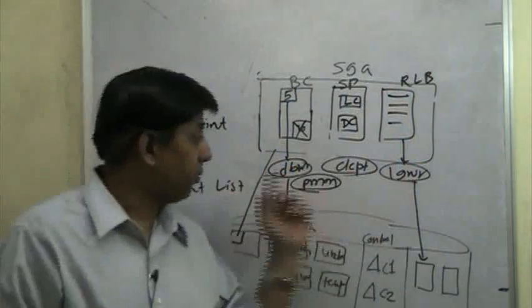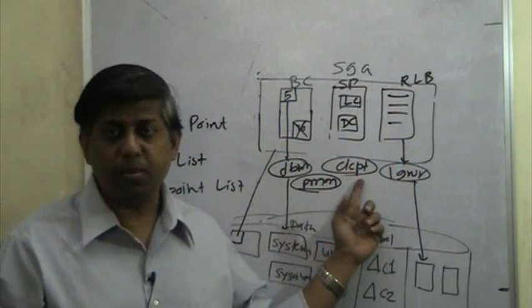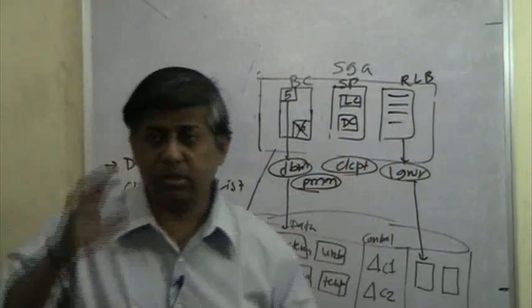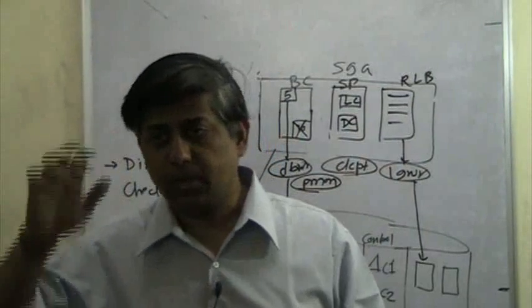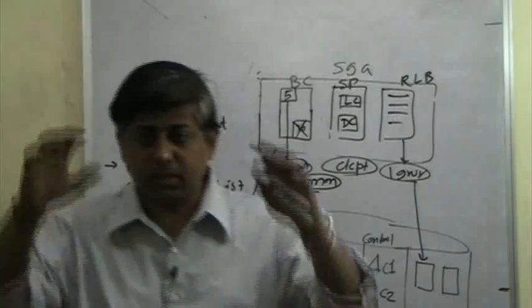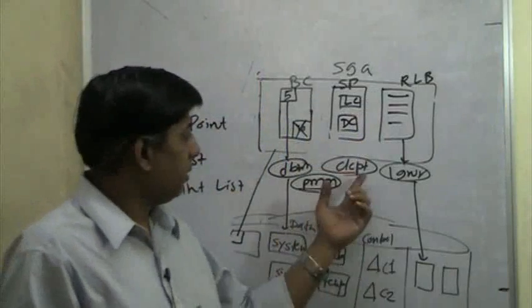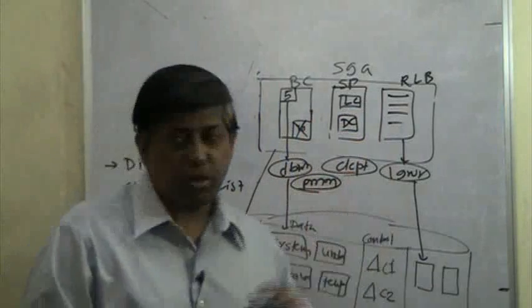First, the coordination between them is done by the process called CKPT. The CKPT process is like the main process. It will say, okay, let us do a checkpoint. That means let us save the information from the memory to the disk. So DBWR will be informed, LGWR will be informed.